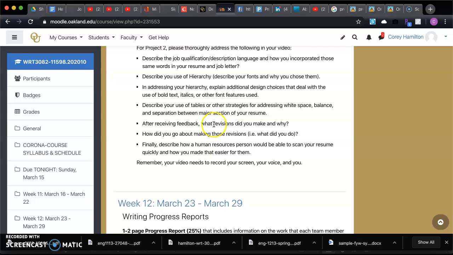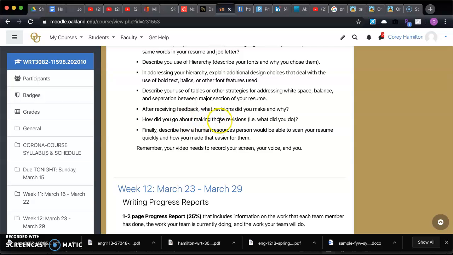And after you receive feedback, what revisions did you make and why? Did you respond to something I said, or something maybe one of your fellow classmates had given you feedback on? How did you go about making those revisions? Did you then incorporate the tables to address white space or balance?